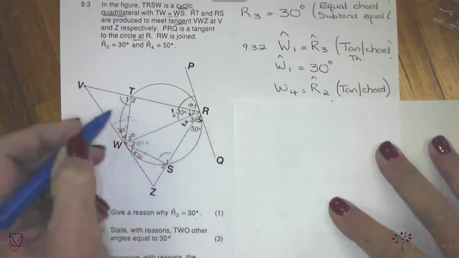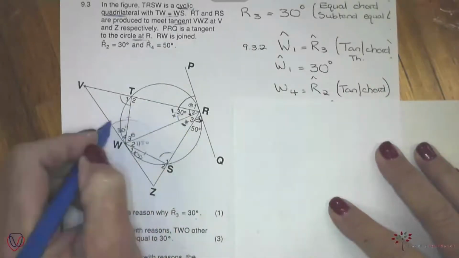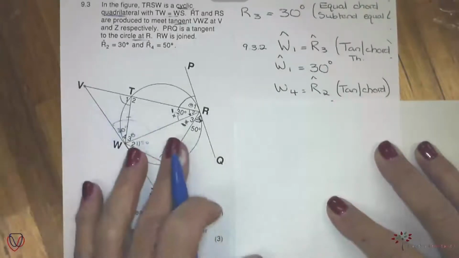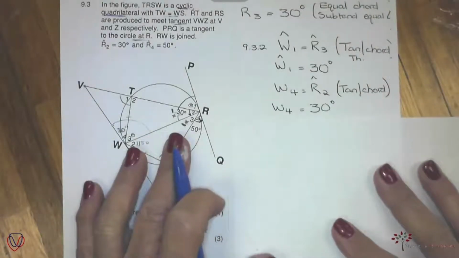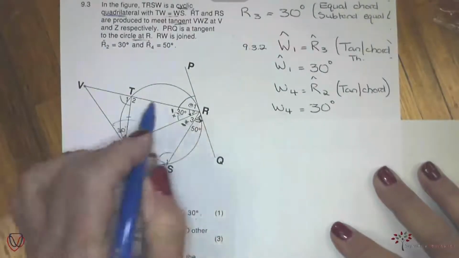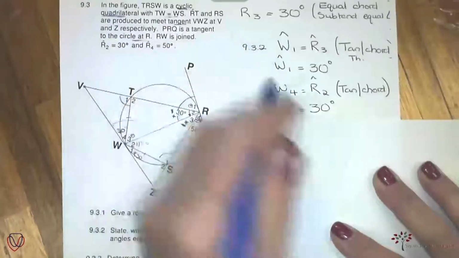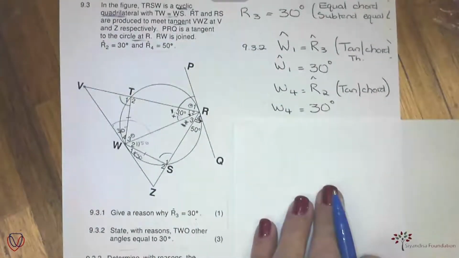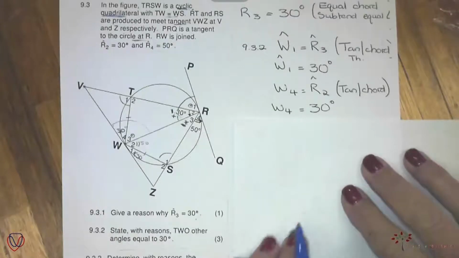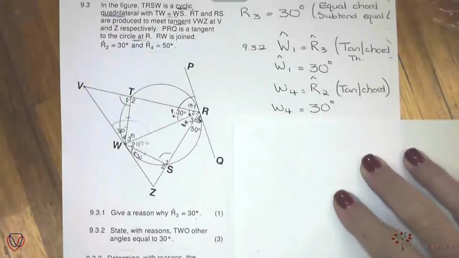Then on this side, W4 is R2. We've already marked it, but it's also the tan chord theorem that we are using. And W4 is also 30 now because that one is 30. So now we've got 2 extra angles. They said state with reasons 2 other angles equal to 30. There they are. And you see, because we marked there, it's making it much easier for all of us.